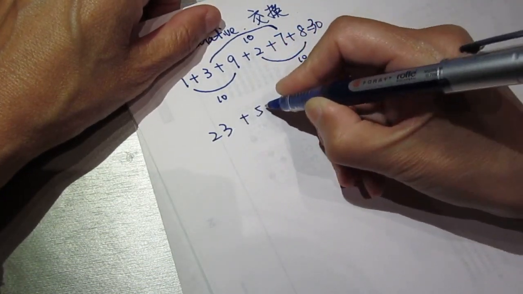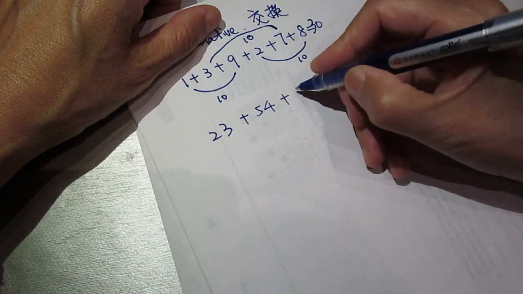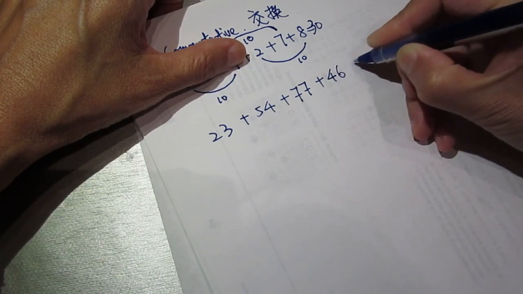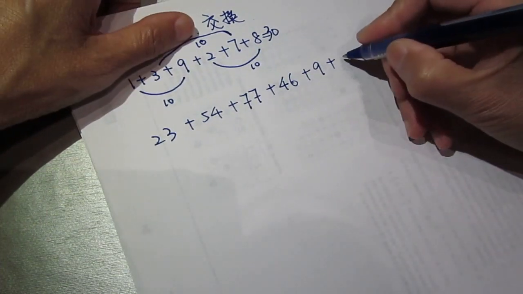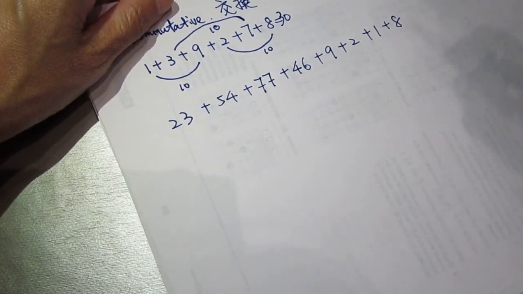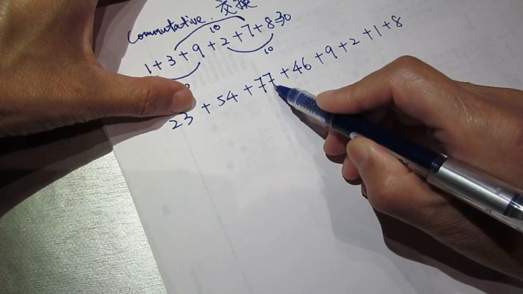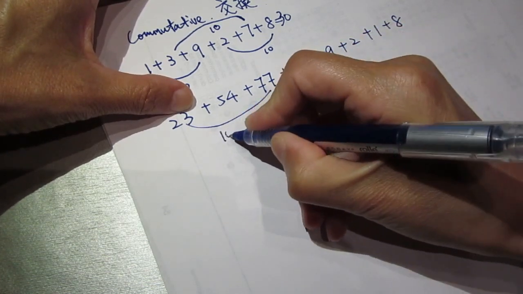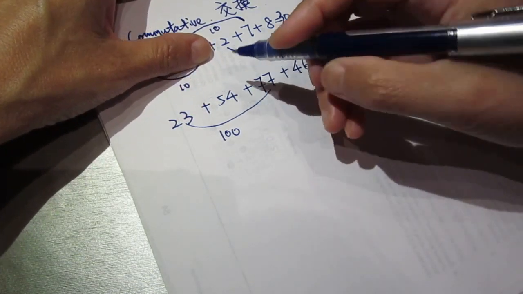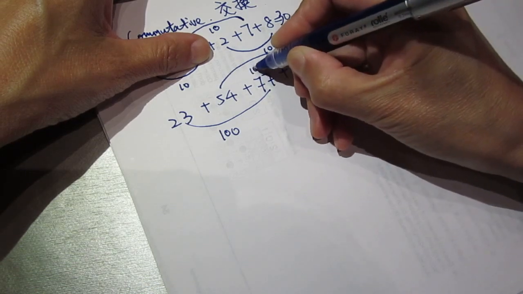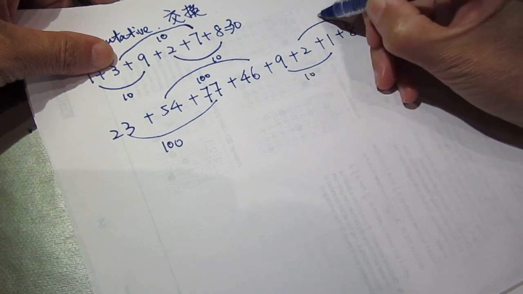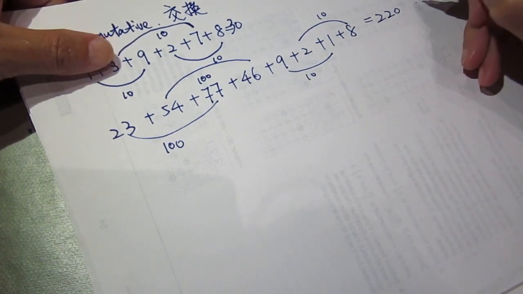23 plus 54 plus 77 plus 46 plus 9 plus 2 plus 1 plus 8. So when you see the 3 and 7, that makes 100. When you see 4 and 6, combine them together, and by chance it makes 100, right? And 9 and 1, 2 and 8, 10, 10, so it's 220.